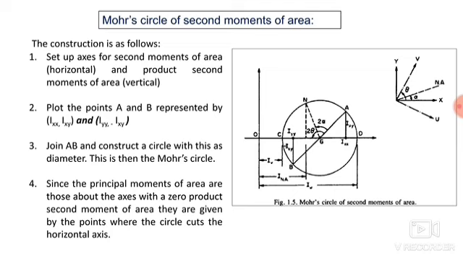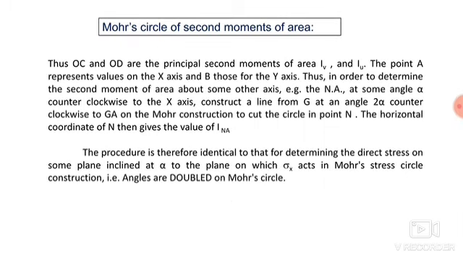Since the principal moments of area are those about the axes which have zero product second moment of area, they are given by the points where the circle cuts the horizontal axis. Thus, OC and OD are the principal second moments of area, IV and IU. The point A represents values on the x-axis and B those for the y-axis.